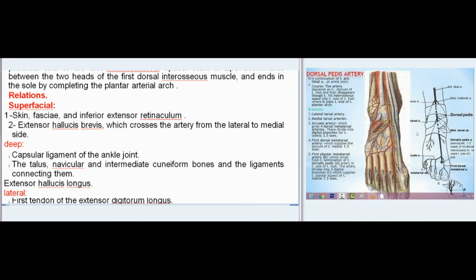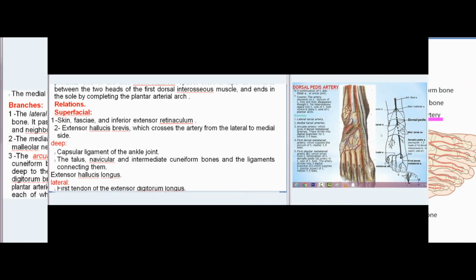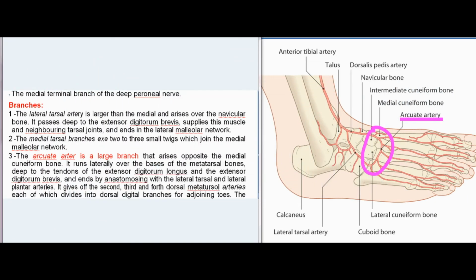Relations. Superficial: 1. skin, fasciae, and inferior extensor retinaculum. 2. Extensor hallucis brevis, which crosses the artery from the lateral to medial side. Deep: 1. Capsular ligament of the ankle joint. 2. The talus, navicular, and intermediate cuneiform bones and the ligaments connecting them. Extensor hallucis longus. Lateral: 1. First tendon of the extensor digitorum longus. 2. The medial terminal branch of the deep peroneal nerve.